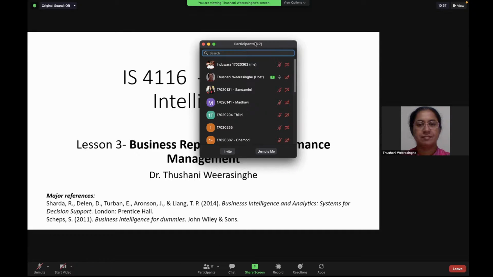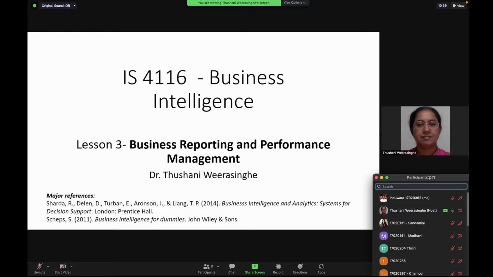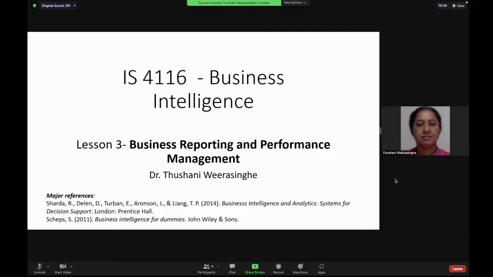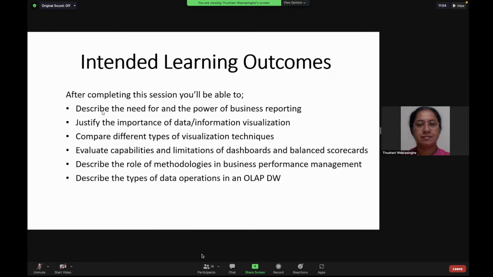Then later on, in the latter part of the syllabus, you will be talking about specific contexts in order to analyze text, analyze numbers, counts, data mining methods, machine learning methods, those things you will be discussing later on in the latter part of the syllabus. So this is about lesson 3, business reporting and performance management.